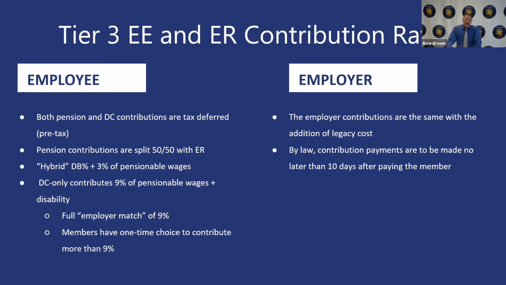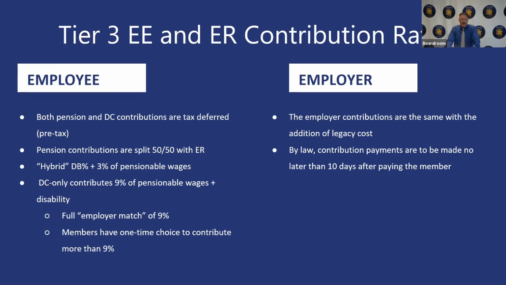With that hybrid plan, the member again is going to make anywhere between that 9 and 11% defined benefit contribution, and then they're going to make a 3% contribution into a defined contribution plan, and the employer will match that as well. That defined contribution plan, the member contributes 9%. The employer contributes 9%. However, if that member wishes to contribute more than 9%, they can do so, but the employer is going to cap out at that 9% of pensionable wage.